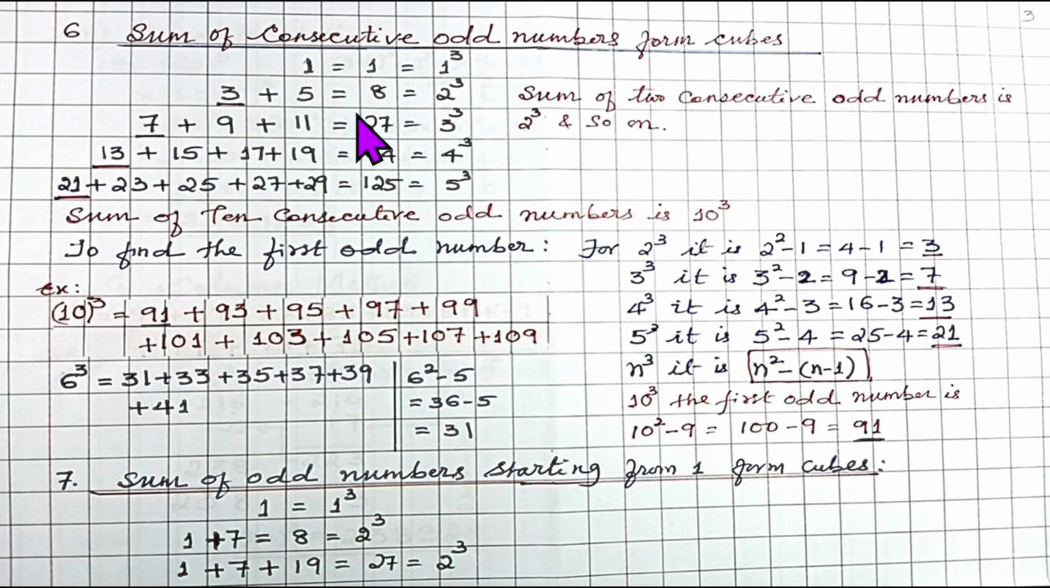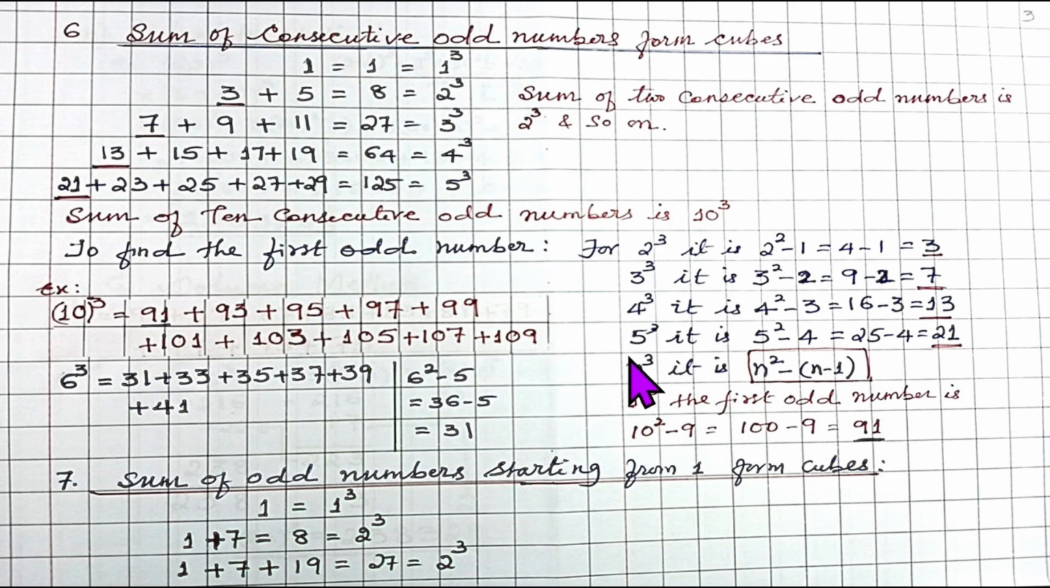Now if you want 7, take 3 square, subtract 2 from that. 3 square minus 2 is 7, I get the first odd number. If you want for 4 cube, the first odd number will be 13, but how to get 13? Take 4 square, subtract 3, I'll get 13. If you want the first odd number for 5 cube, take 5 square, subtract 4 from that, you will get 21, and so on. So that is the method, and the method is very simple.